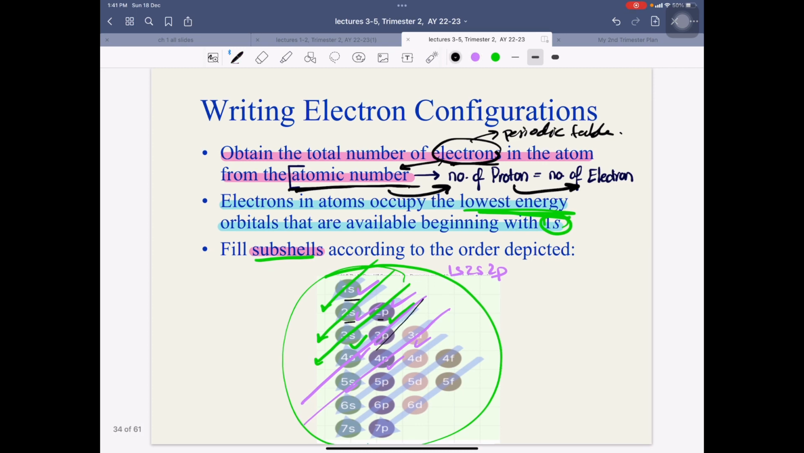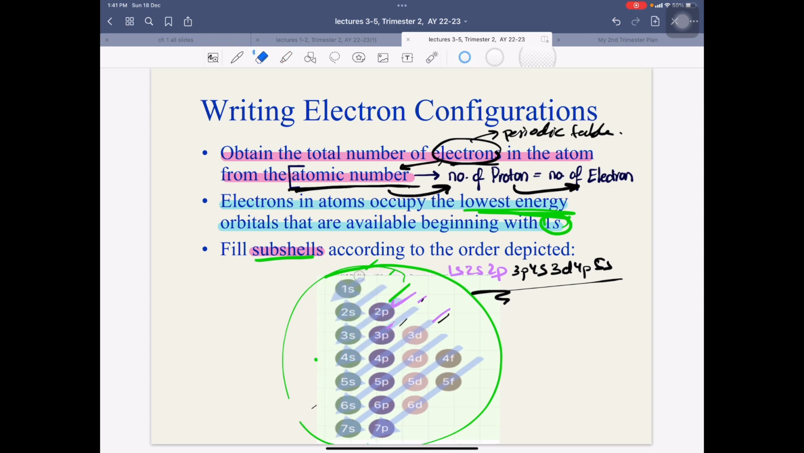رحنا كذا، رحنا هنا كذا صار 3P4S. 3P4S، نروح كذا كمان، 3D4P5S، وكذا نكون كذا نعبيها depending على هذا الجدول اللي حيكون موجود عندنا. Okay, so we just know كيف حنرتبها.